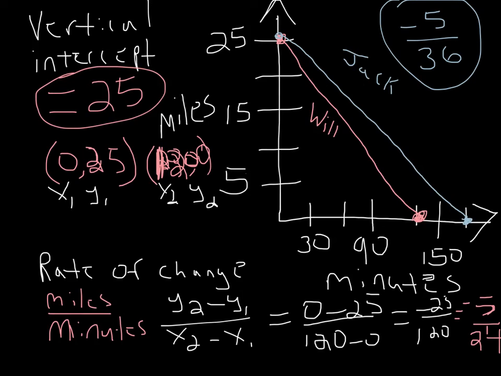And why is it negative? Well, look at your line. Your line is moving in a downward motion, meaning that as time goes by, they have fewer miles to complete because they're constantly moving towards the finish line. So with that being said, this is talking about when we're dealing with real-world situations with the y-intercept and with the slope and how it relates.